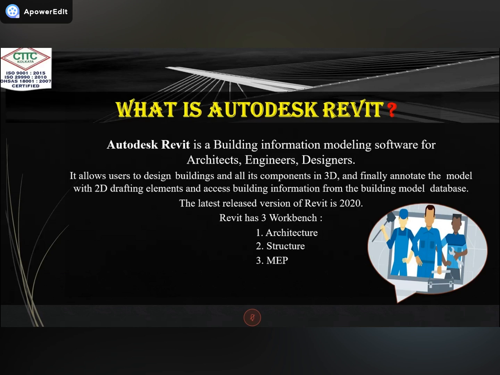First, the latest release version of Revit is 2020, and Revit has 3 workbenches. One is architecture, the second is structure, and the third is MEP. MEP stands for mechanical, electrical, plumbing. So we have 3 workbenches in Revit: architecture, structure, and MEP.